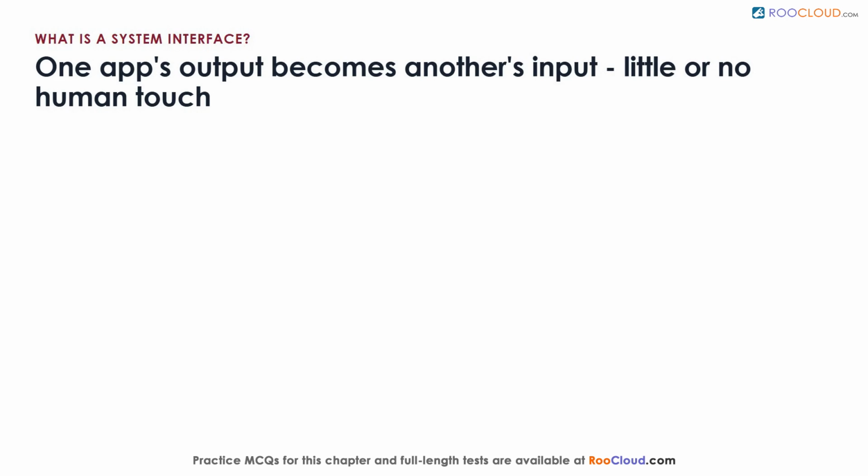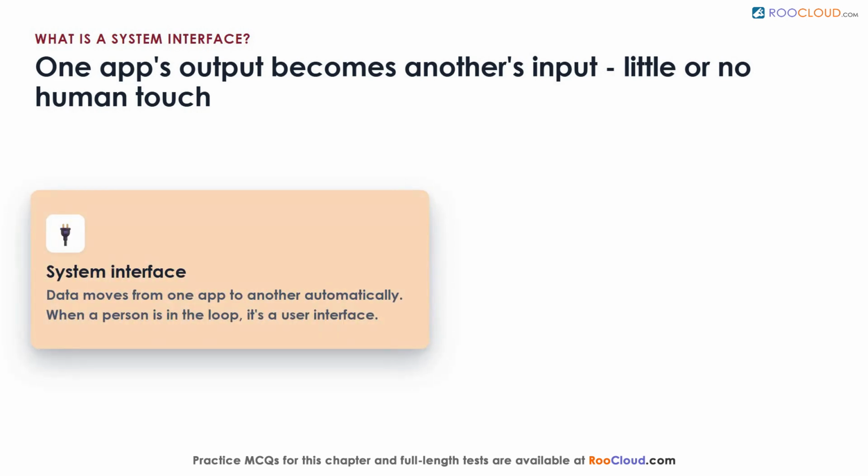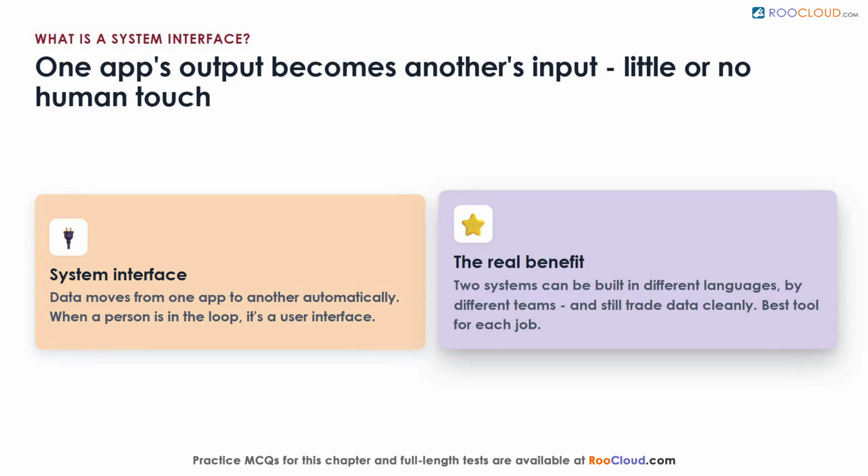So what exactly is a system interface? It lets one application's output become another's input. And it does that with little or no human touch. When a person is in the loop, we call it a user interface instead. Here's the real benefit. The two systems can be built in different languages by different teams. They still trade data cleanly. So you can pick the best tool for each job, even when those tools must share.